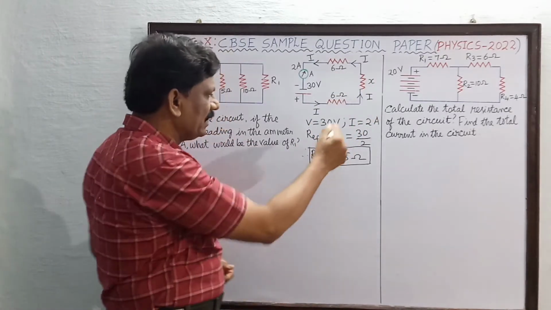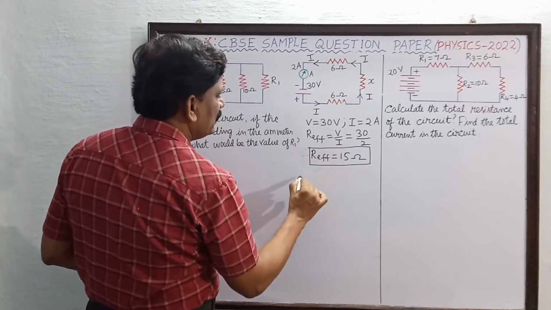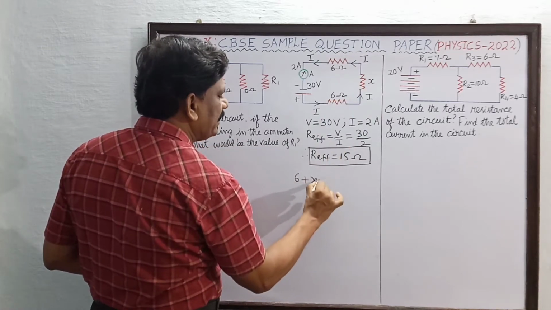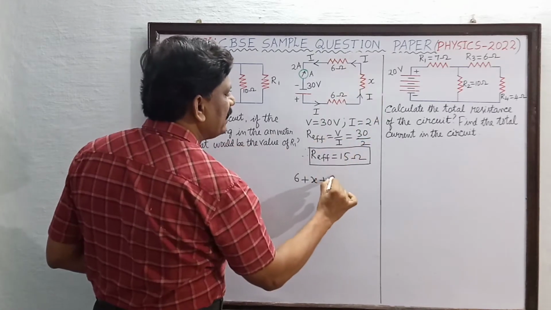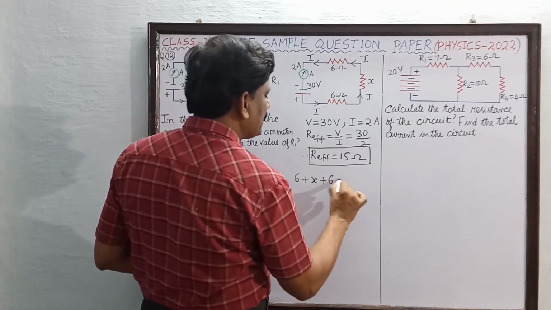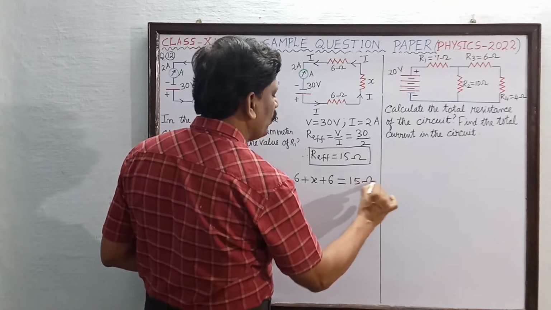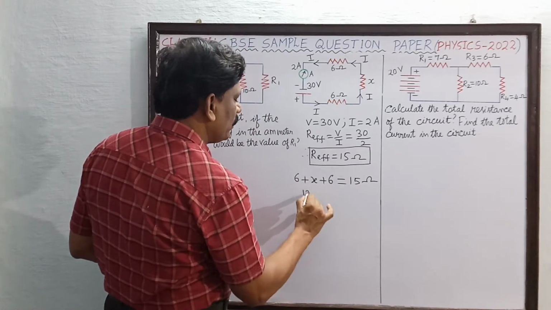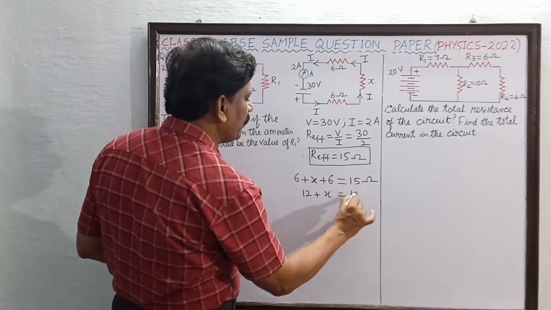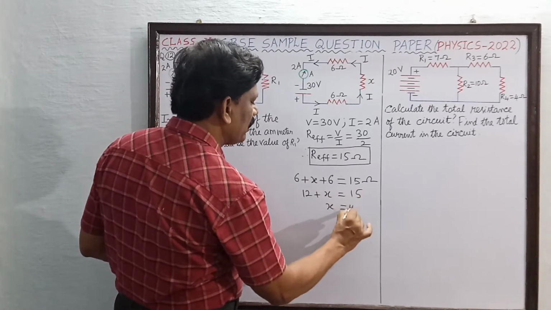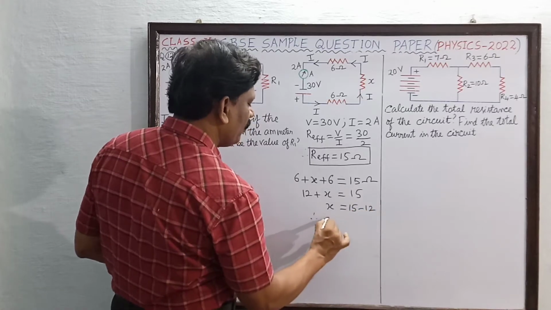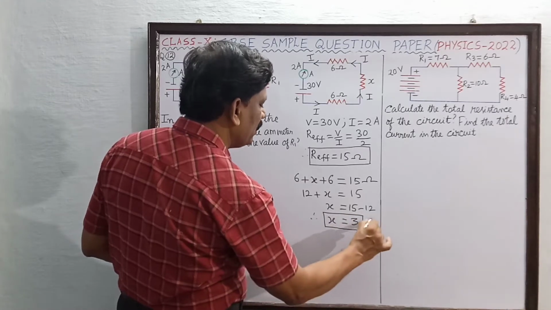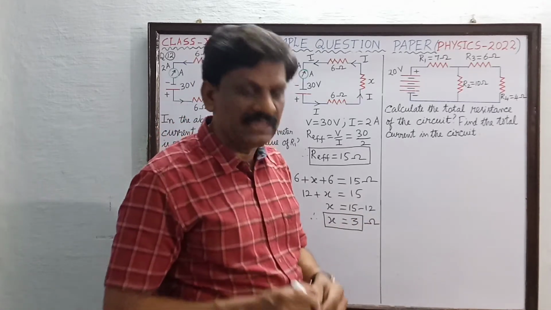Understand? Now this effective resistance is equal to 6 ohm plus X ohm, is it not? That I am going to find out. This 6 is in series with X, so 6 plus X plus this 6 ohm in series. This total resistance is equal to 15 ohm. Okay, students, 6 plus 6 is 12, so 12 plus X is equal to 15, or X is equal to 15 minus 12. Therefore, X is equal to 3. Understand? X is equal to 3. If you want, the unit can also be written.